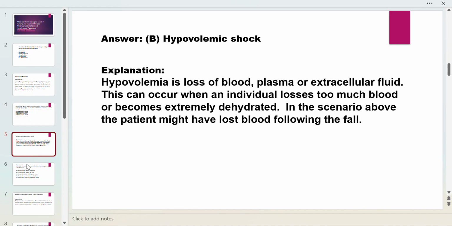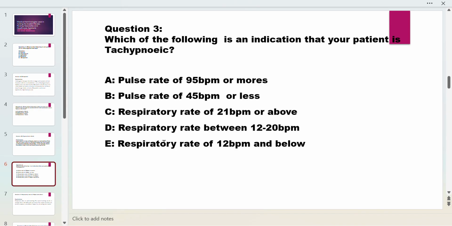So we all know that pulse rate is the measurement, using the radial artery or brachial artery, to just check the heartbeat of this person.